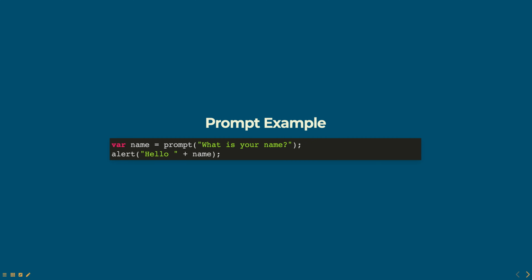Where name equals prompt creates a variable named name and assigns it the value entered by the user in the prompt dialog. Alert hello plus name uses the alert function to display a message, hello, followed by the value stored in the variable name. So when the code is executed, the user will be prompted to enter their name. After entering it and clicking OK, an alert dialog will show a message: hello, username.